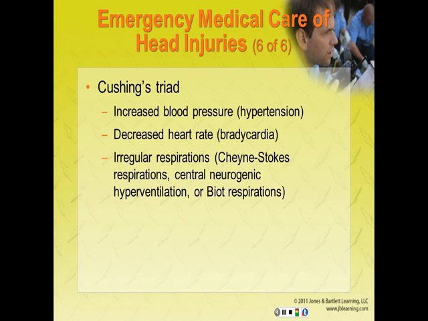Cushing's triad or Cushing's reflex. Increased blood pressure or hypertension, decreased heart rate or bradycardia, and irregular respirations like Cheyne-Stokes, central neurogenic hyperventilation, or Biot's are part of what we consider the triad. If this process is allowed to continue, it is a fatal injury, and your patient may need to receive hyperventilation via positive pressure ventilations, but only if you can adequately monitor their CO2 levels.